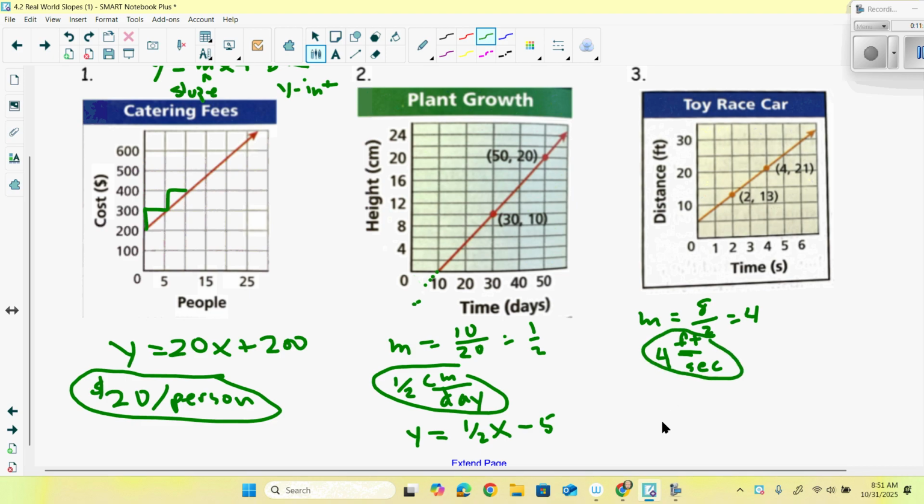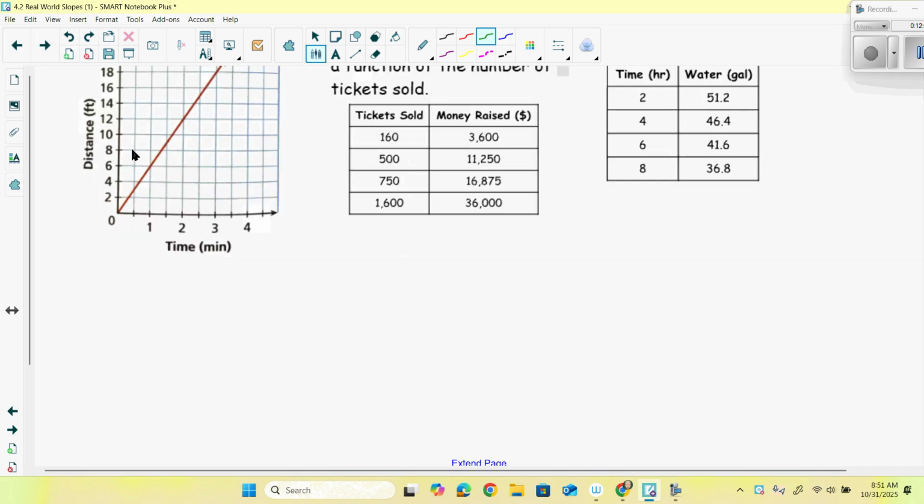To write the equation, it's not too hard. 4x plus 5, if I interpret that right. Okay, so the question was find the rate, give the context, basically give the units, but I'm giving you a little freebie on finding an equation in slope-intercept form. All right.